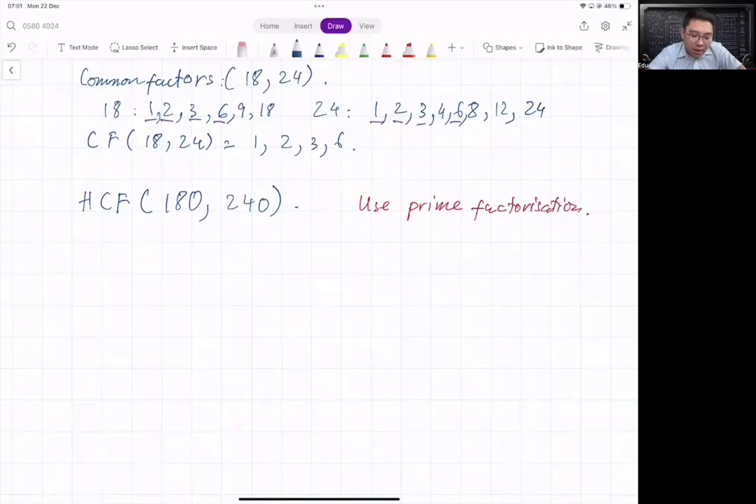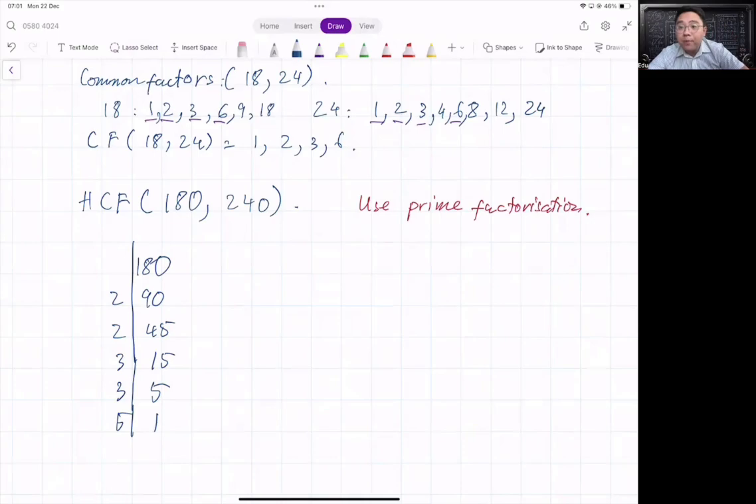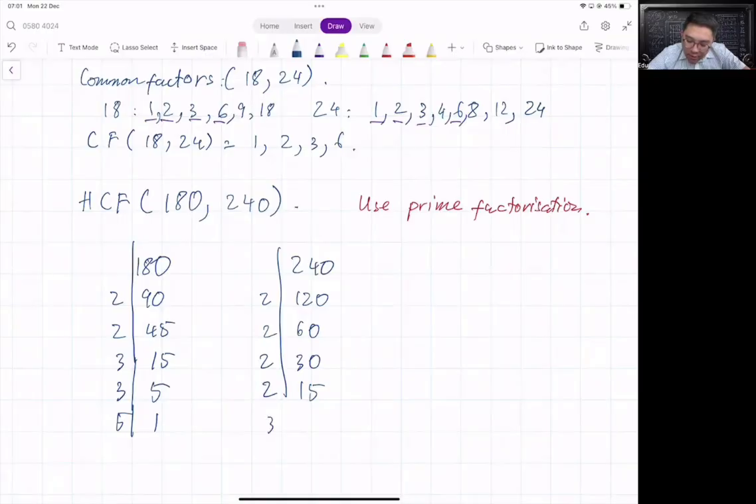All right. So now we have 180 divided by 2, which is 90, divided by 2, 45, divided by 3, it is 15, divided by 3, it is 5, divided by 5, it is 1. And we'll stop when it is 1. All right. 240 divided by 2, 120 divided by 2, 60 divided by 2, 30 divided by 2, 15 divided by 3, 5, and 5, 1.